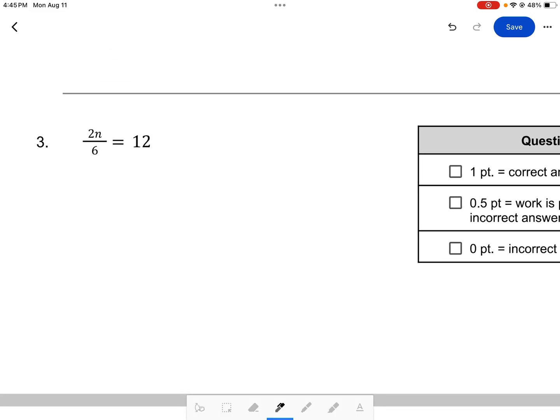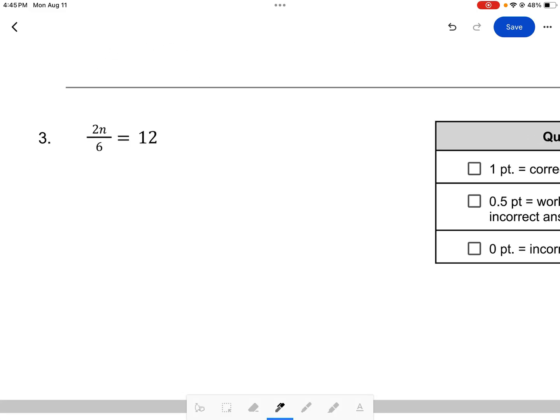Looking at number 3, I have another fraction. I'm going to multiply both sides by the denominator, which is 6. That's going to cancel. I'm left with 2n equals 12 times 6 is 32.